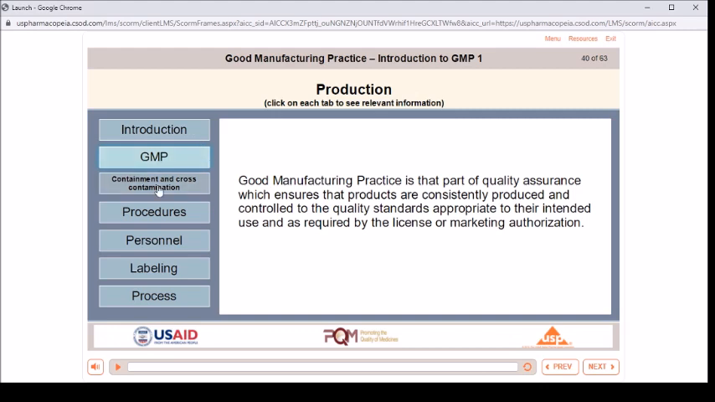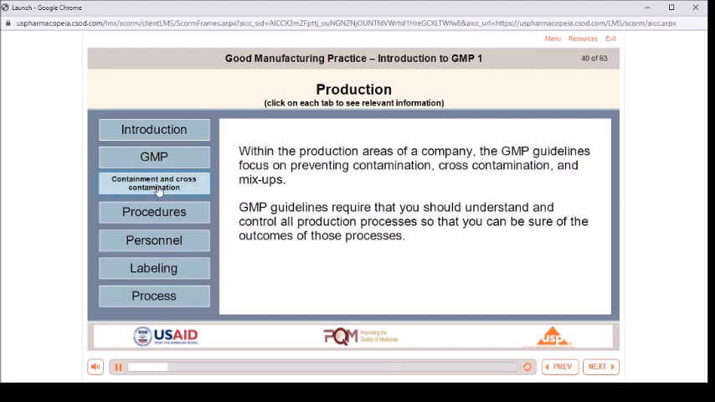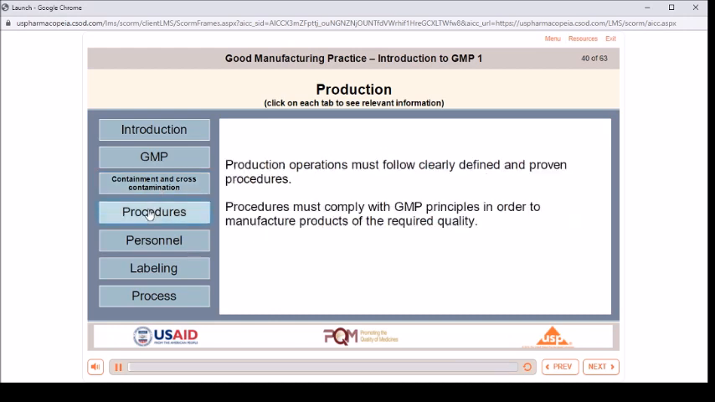Containment and cross-contamination. Within the production areas of a company, the GMP guidelines focus on preventing contamination, cross-contamination, and mix-ups. GMP guidelines require that you should understand and control all production processes so that you can be sure of the outcomes of those processes. Procedures. Production operations must follow clearly defined and proven procedures. Procedures must comply with GMP principles in order to manufacture products of the required quality.